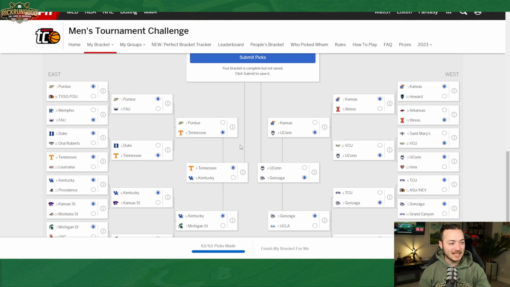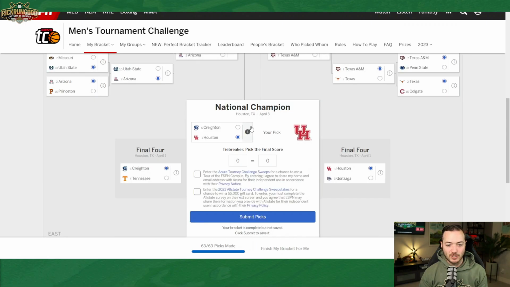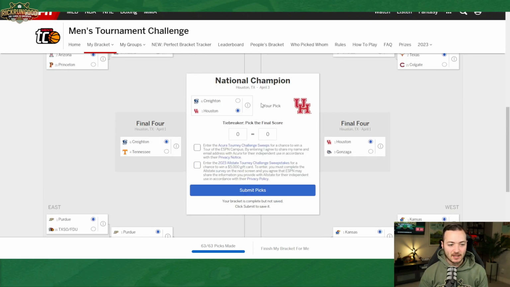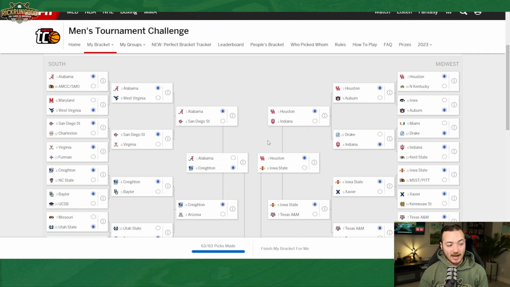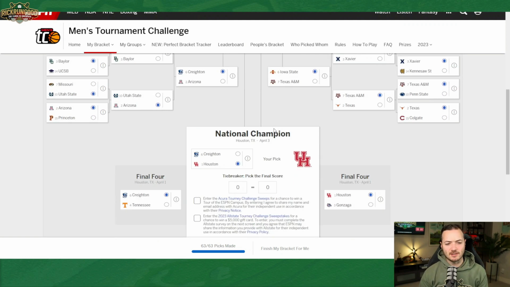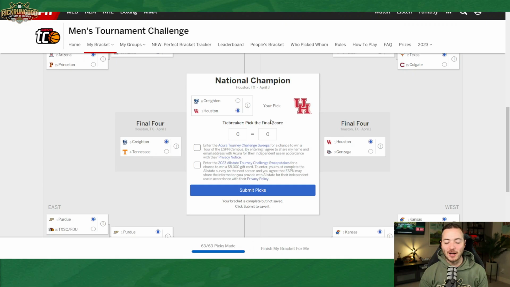So this is seemingly the final bracket here. Just to recap, Houston beating Creighton in the national championship game. We've got Gonzaga and Tennessee also as our Final Four. This is a very, very high leverage bracket with the way that the odds were and the way that the probabilities were and the way that selections were. This feels like it's either a 2nd percentile bracket or a 99th percentile bracket. There's going to be nothing in between here. So pretty high risk, pretty high reward, which is, I guess, kind of what we're going for.